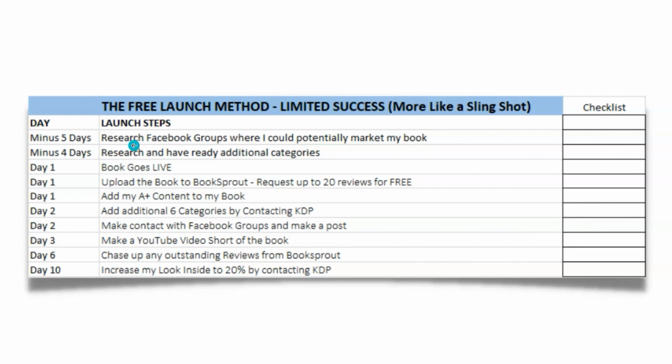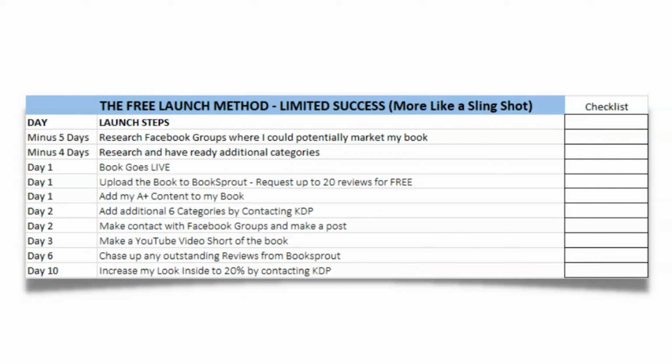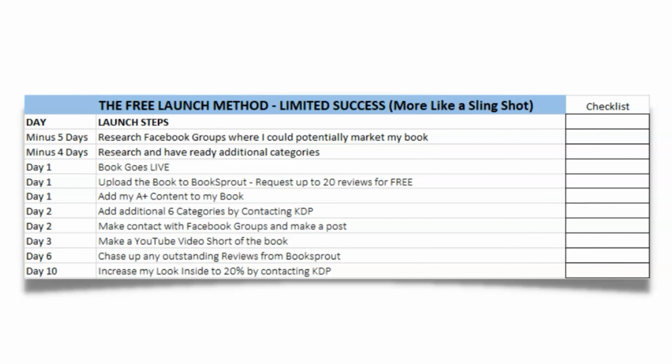So -5 days, you would probably research Facebook groups where you could potentially market your book, and you would have also researched additional categories that you can include when you do launch your book. You can contact Amazon KDP and request an additional 6 categories, in total 8 categories.